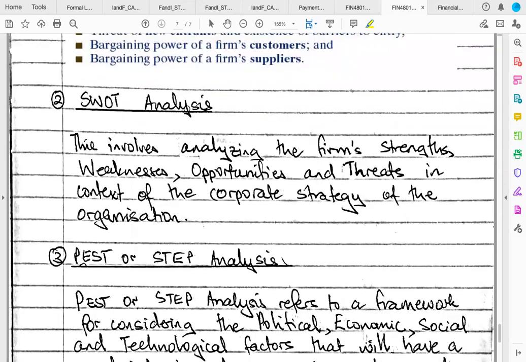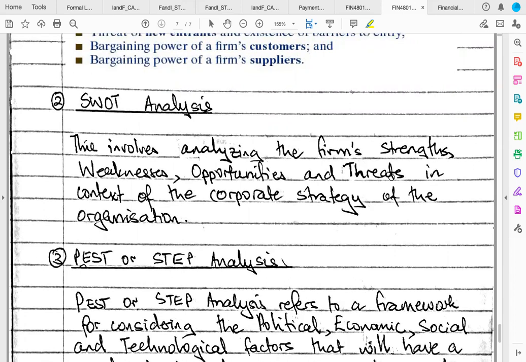You also need to do a SWOT analysis before setting your corporate strategy. This involves identifying the strengths, weaknesses, opportunities, and threats in your company. You could just list them down.